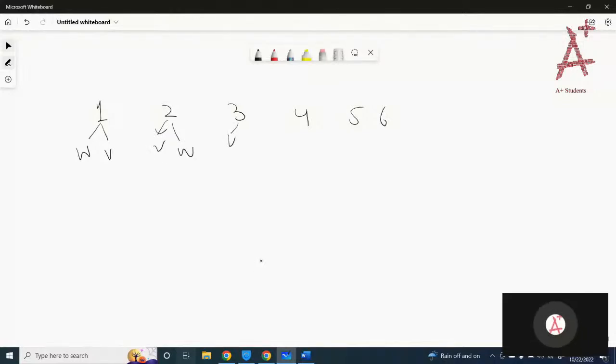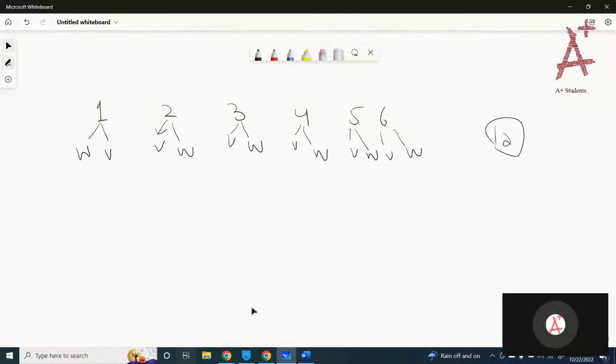For 3 again you have the options V and W. For 4 again you have the options V and W. For 5 again you have the options V and W, and for 6 again you have the options V and W. So the total outcomes are 1, 2, 3, 4, 5, 6, 7, 8, 9, 10, 11, 12. That means the total outcomes are 12. Got it?